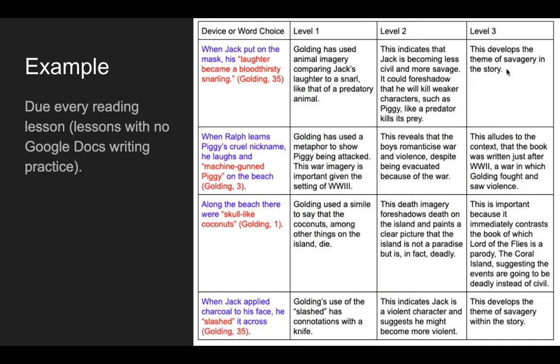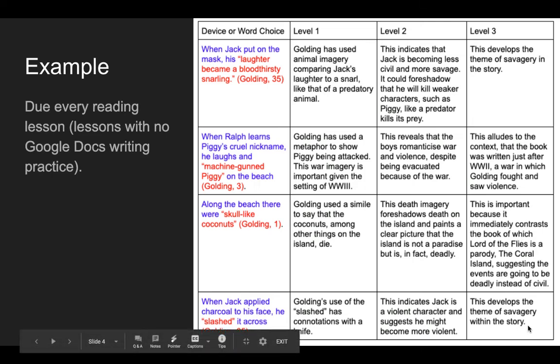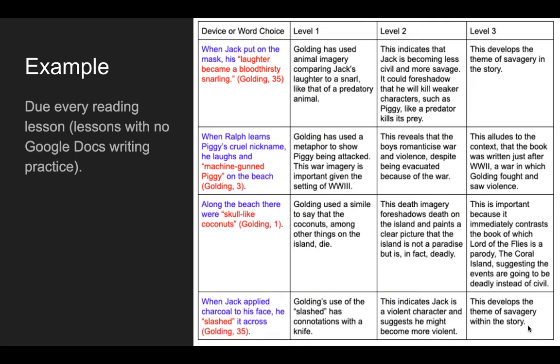Then finally you do level 3. The first one, the bloodthirsty snarling, this develops the theme of savagery. The machine gun Piggy, this alludes to the context. The book was written just after World War II, a war in which Golding saw violence. The skull-like coconuts, this is important because it immediately contrasts the book of which Lord of the Flies is a parody, the Coral Islands, suggesting the events are going to be deadly instead of civil. And the last one, slash, this develops the theme of savagery within the story. So you need to do this every reading lesson, pick 4 from the chapter, level 1, 2, 3.